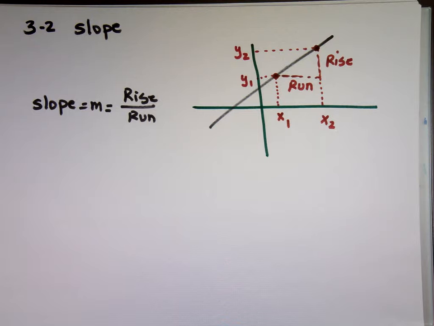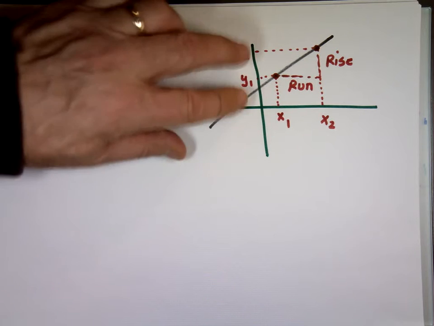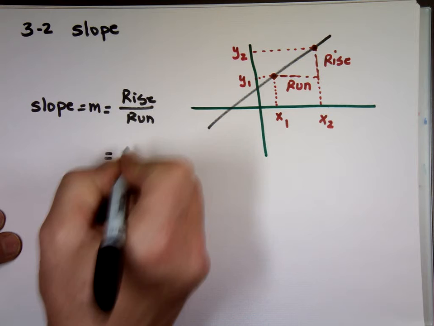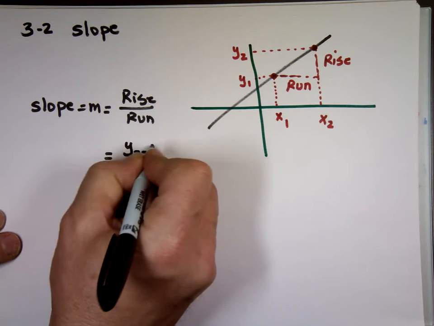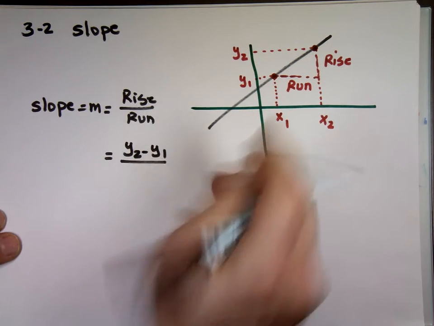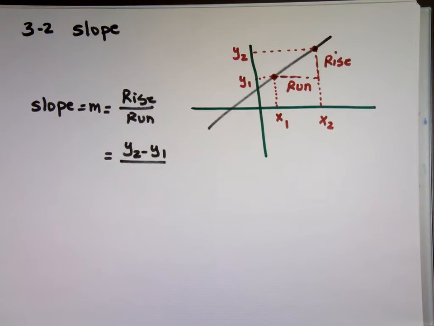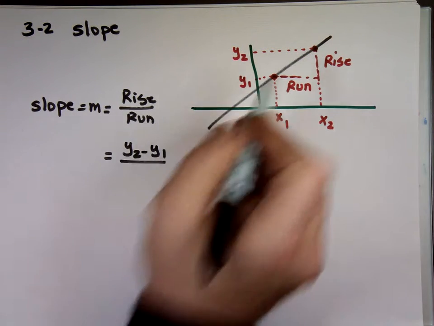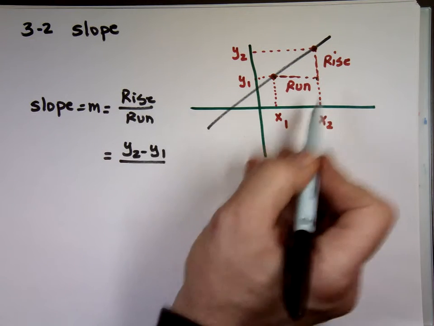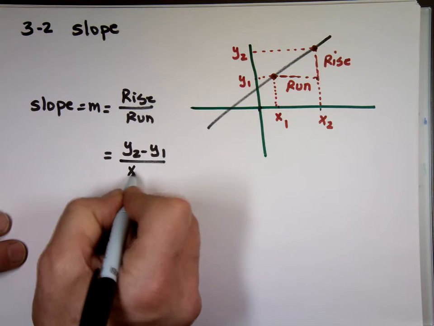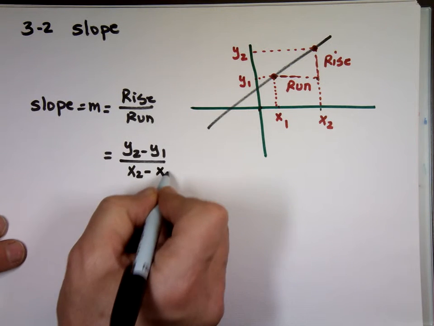So what is the rise? When you look at it in terms of y2 and y1, the rise is that little piece right here between y2 and y1. So isn't that y sub 2 minus y sub 1? This y value minus this y value, that's the rise. And the run, it's this distance from here to there. What is that? That's all of this minus all of this. X sub 2 minus x sub 1.